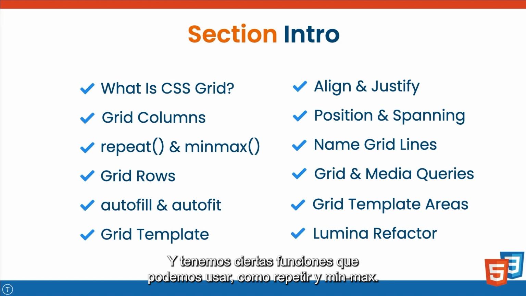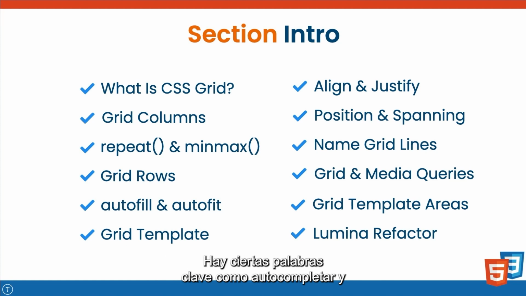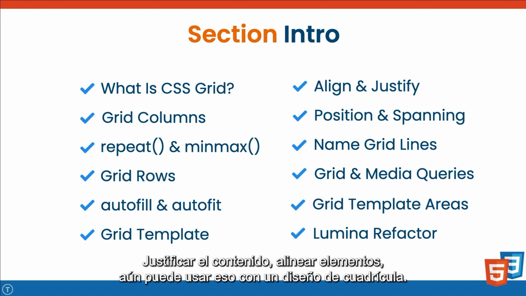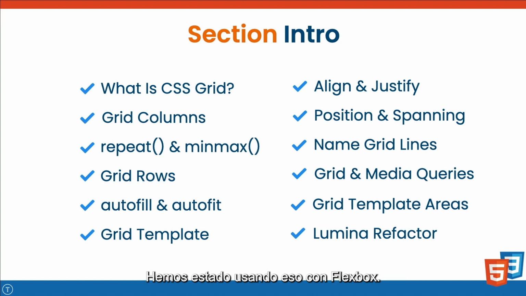Okay, and we have certain functions we can use like repeat and minmax. There are certain keywords like auto-fill and auto-fit that we can use within the repeat function. So we're going to learn all about that. Justify-content and align-items, you can still use with a grid layout. We've been using that with Flexbox. And then position and spanning, so you can position your rows and columns where you want, and you can also span across multiple rows and columns.